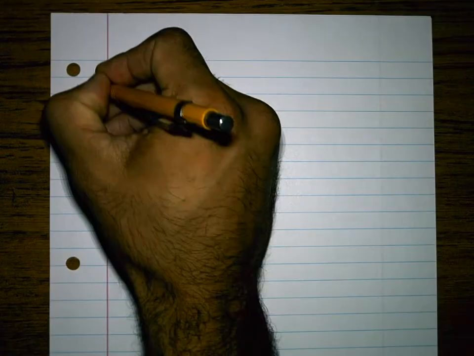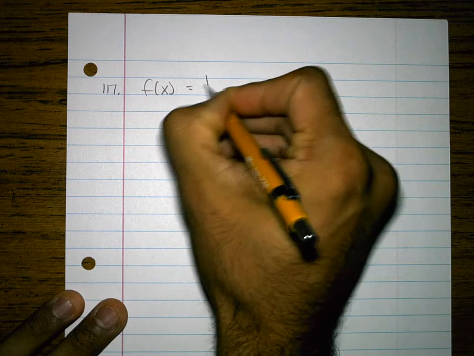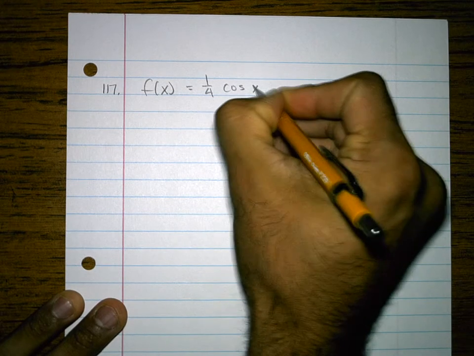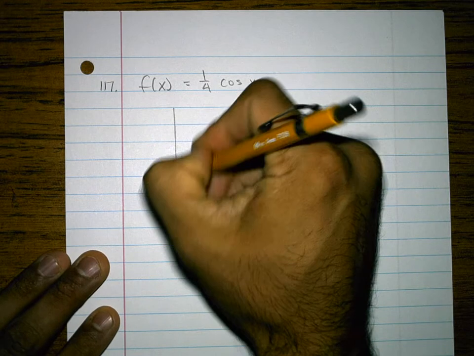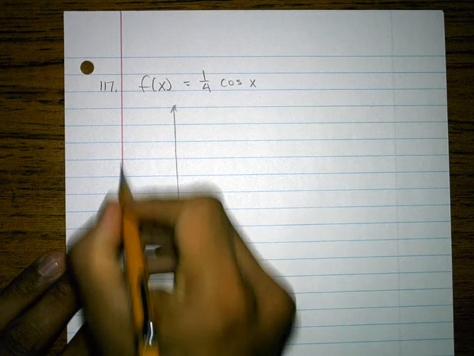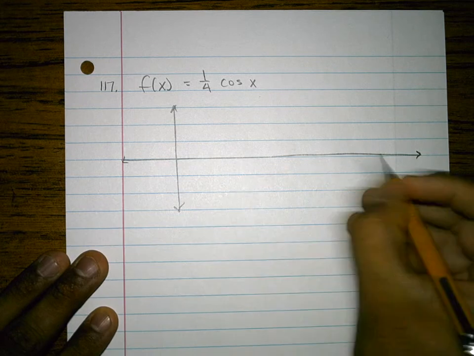117. Okay. So 117 is f of x equals 1 over 4 cosine x. Alright, so same type of question here. Only have a change in amplitude.